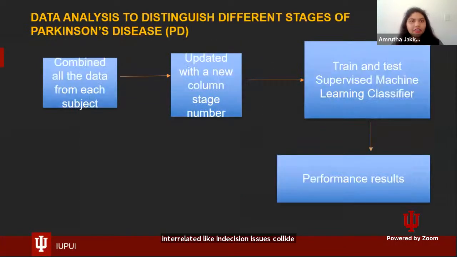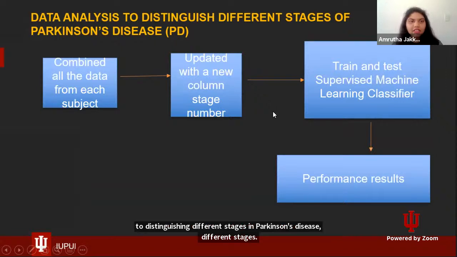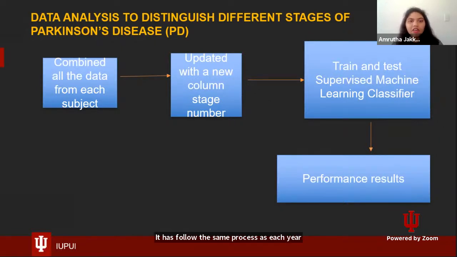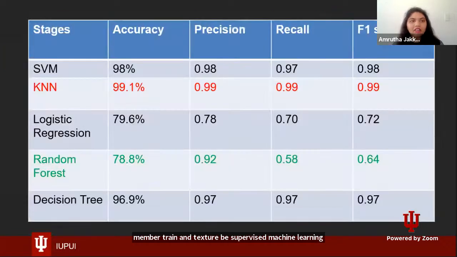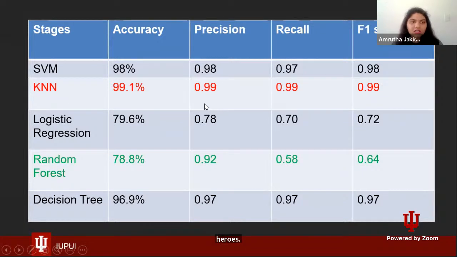Coming to distinguishing different stages in Parkinson's disease. It followed the same process as each physical activity differentiation. We have combined all the data from each subject, updated with a new column of its stage number, trained and tested with supervised machine learning classifiers, and performed the results. And here are the results. KNN seems to be more accurate for differentiating each physical activity based on stages, with more precision, more recall, and more F1 score. And for random forest, it is less compared to other models.